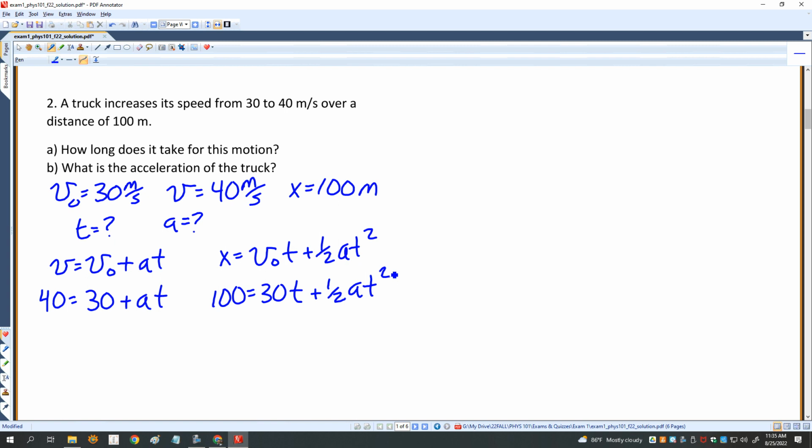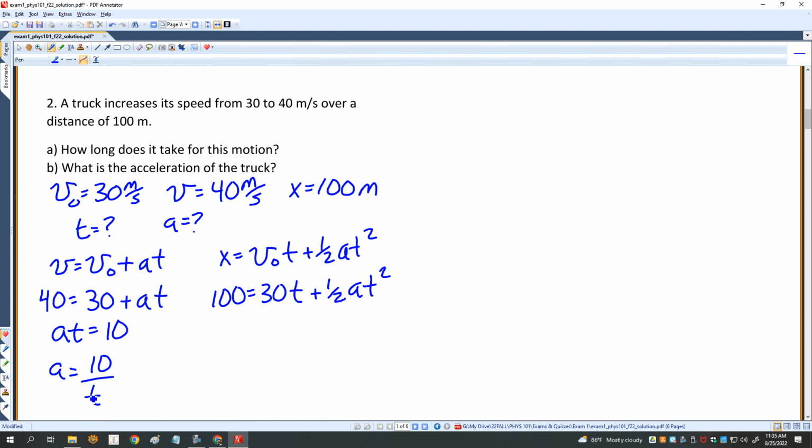So this is a system of two equations. I have to solve one of the equations and plug it into the second one. There are a couple different ways that you can do this, but the easiest way is to solve this for a. So I'm going to have at equals 10. I subtracted 30 from both sides, and then I solve that for a. So I get a is equal to 10 divided by t.